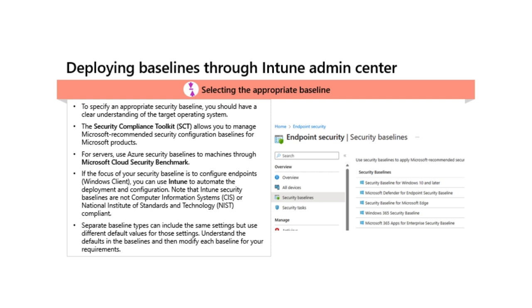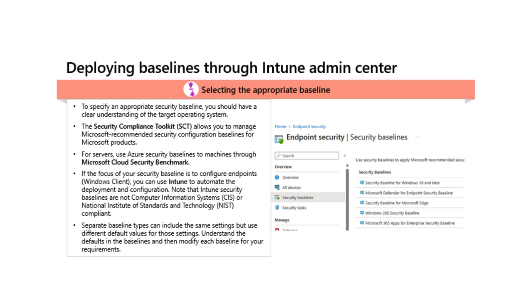Provide a brief overview of specifying security baselines. To specify an appropriate security baseline, you should have a clear understanding of which operating system the security baseline needs to be applied to. In a heterogeneous environment, you may need to have multiple baselines to address the requirements of each operating system. The Security Compliance Toolkit (SCT) allows you to download, analyze, test, edit, and store Microsoft recommended security configuration baselines for Microsoft products.